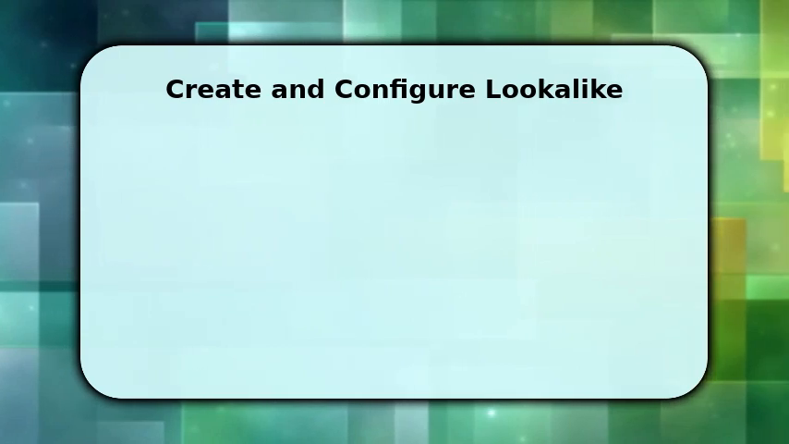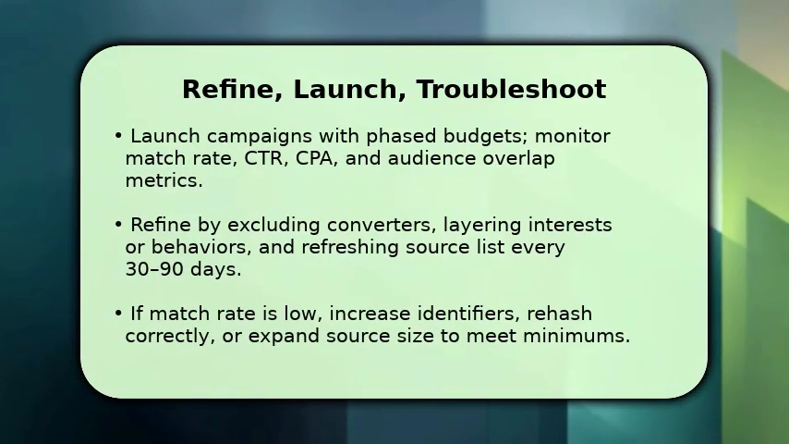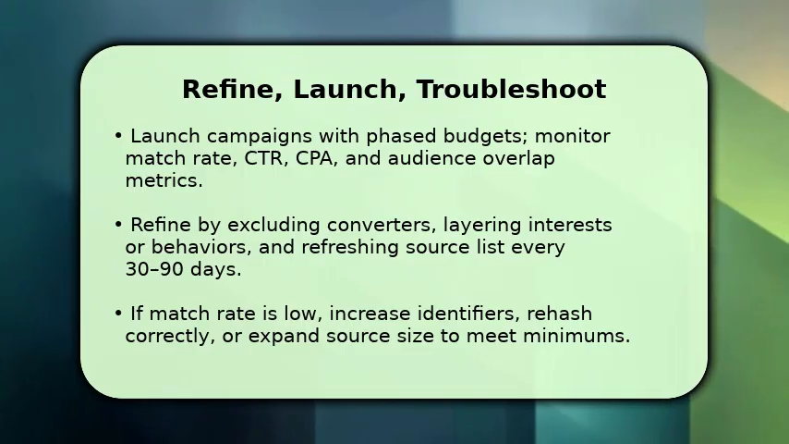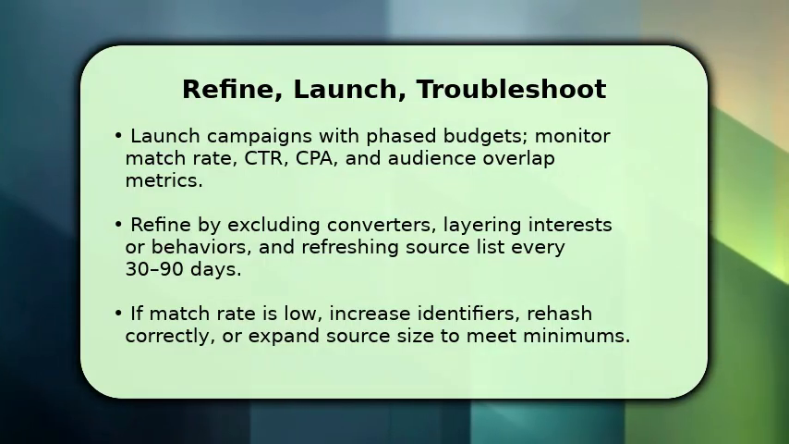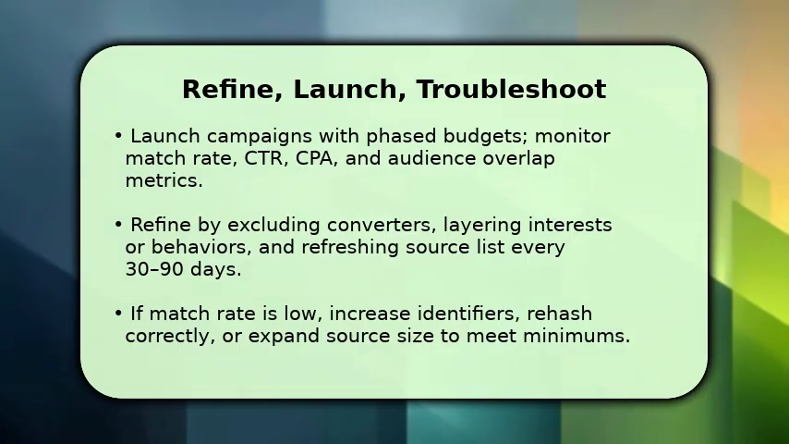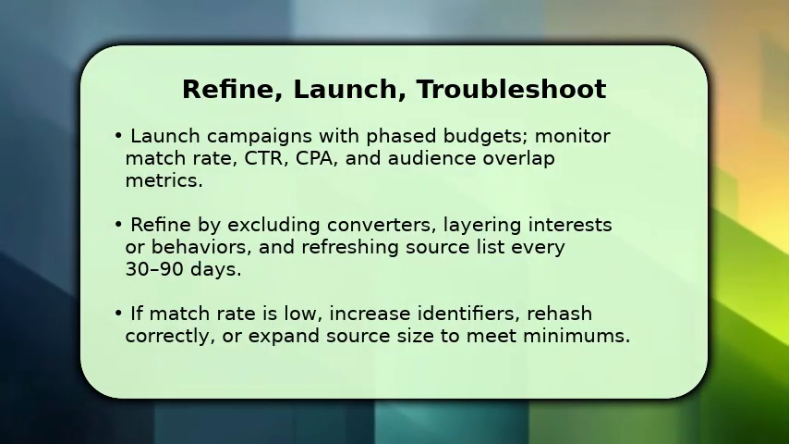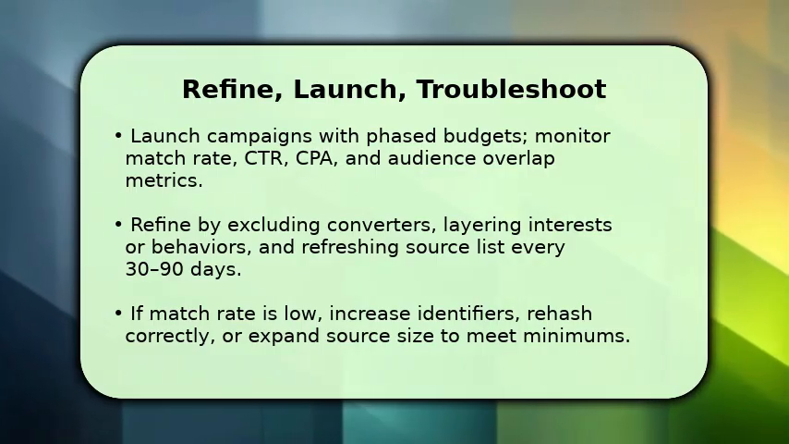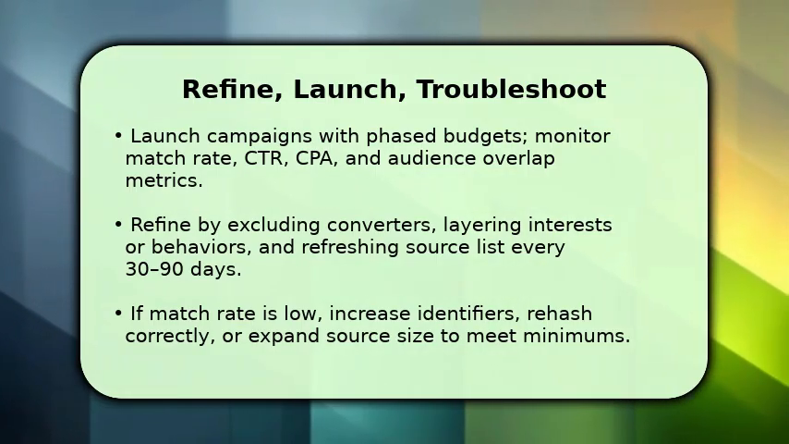Now launch campaigns using phased budgets and monitor performance metrics like match rate, CTR, and CPA. Once live, refine audiences by excluding converters, layering behavioral filters, and rotating creative to avoid ad fatigue. Make sure to refresh the source list every 30 to 90 days so the lookalike model reflects current customers.